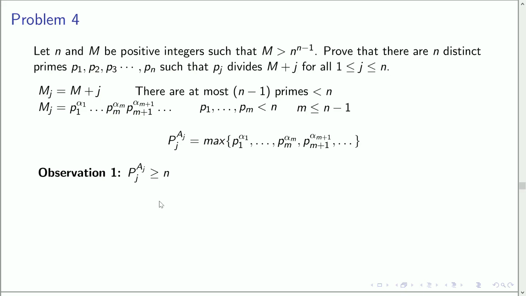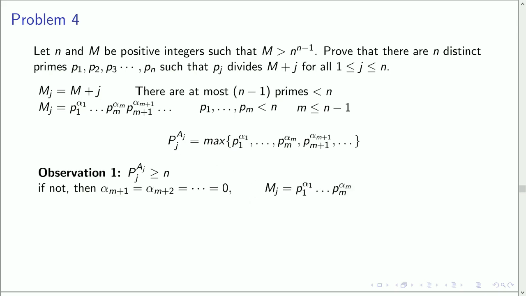That's one. Why is that? That's because if it's less than n, then what happens? First of all, the primes which are greater than n will all have powers equal to 0 here. So alpha m plus 1 and onwards will be 0.